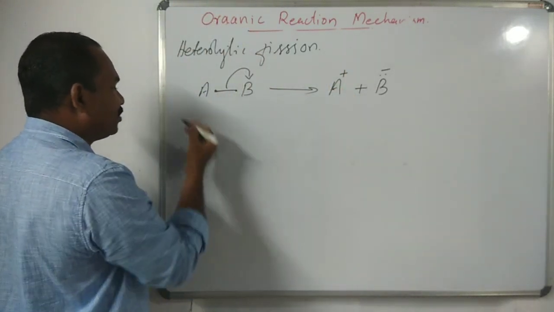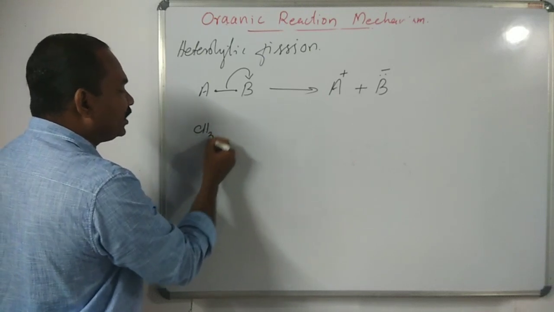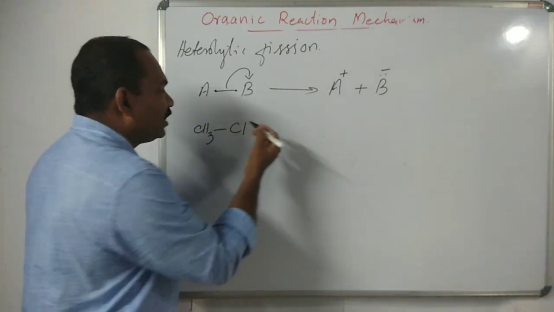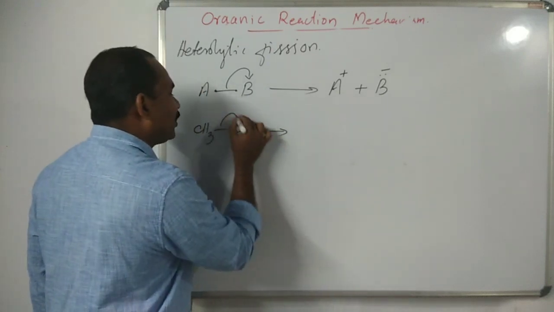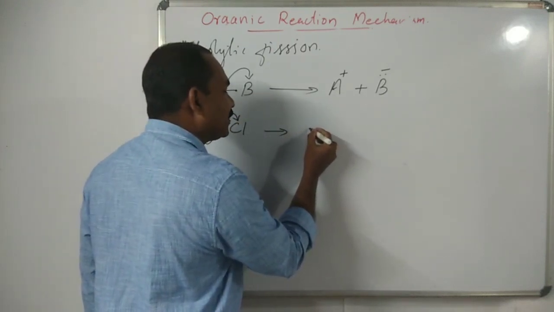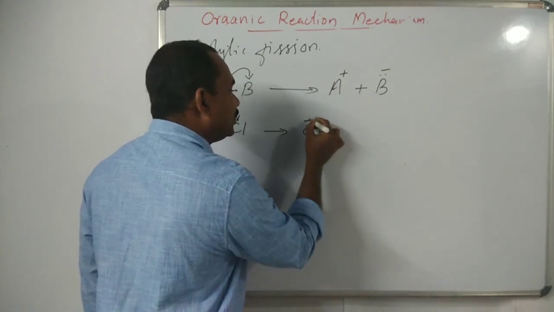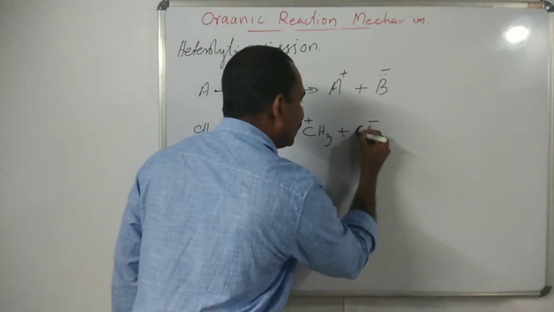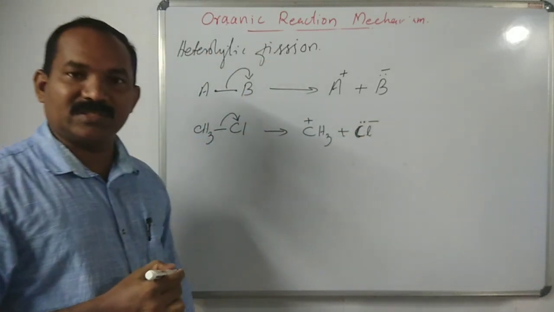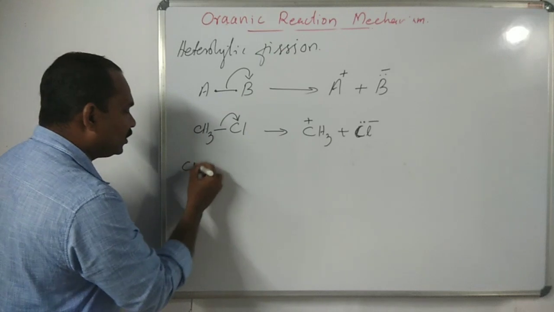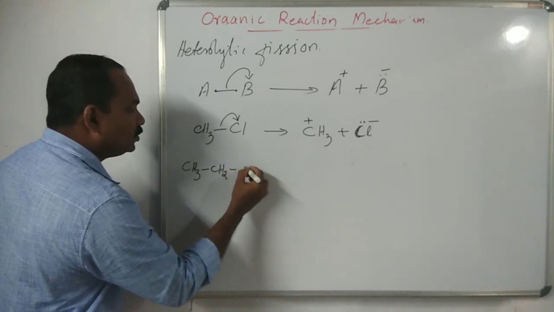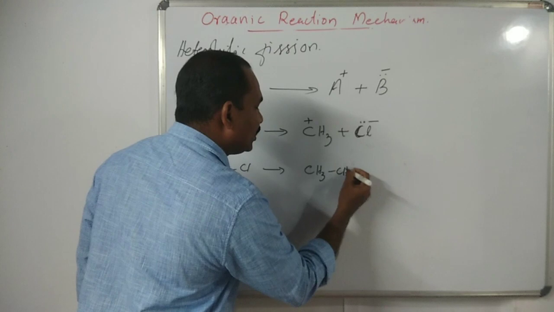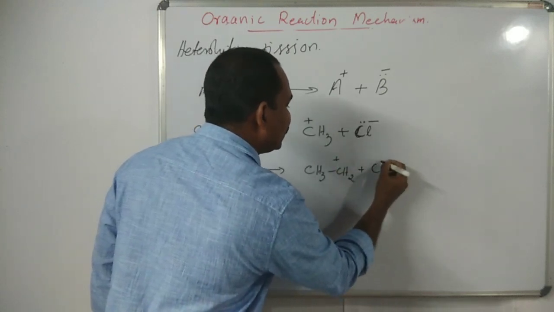Let's take one example. CH3Cl. When this bond is cleaved, the chlorine takes the bonded electron pair and it becomes CH3 plus and Cl minus. That is, the Cl atom gets the electrons, giving Cl minus. Another example, CH3CH2Cl, or you can take Br, that gives CH3CH2 plus and Cl minus.